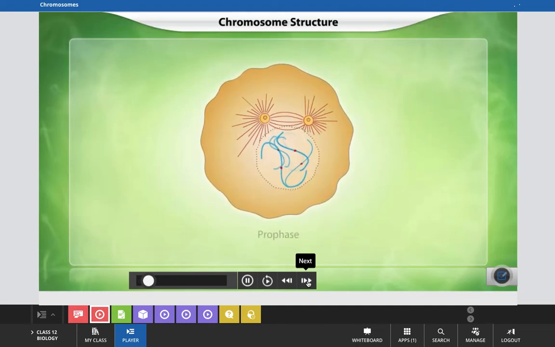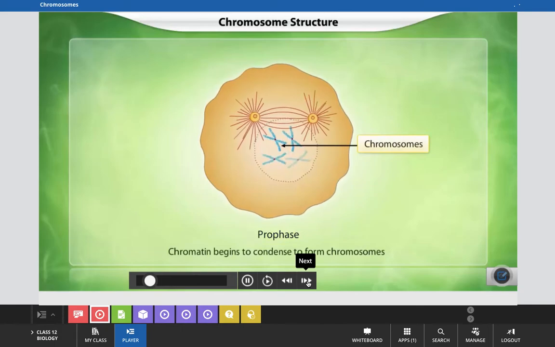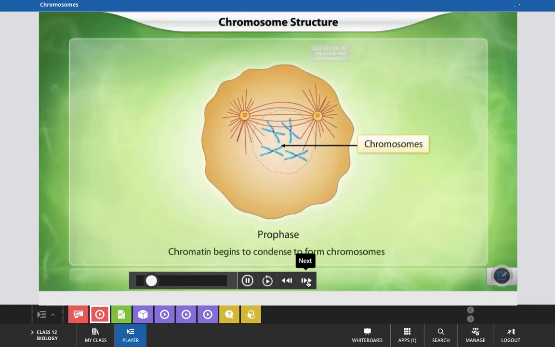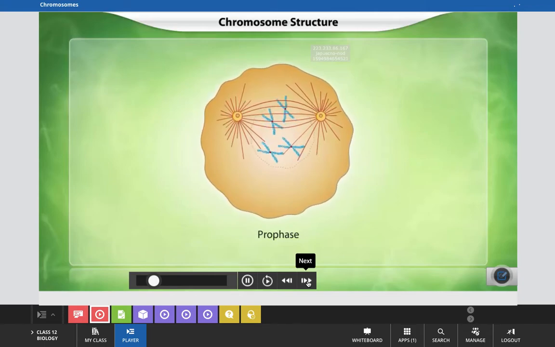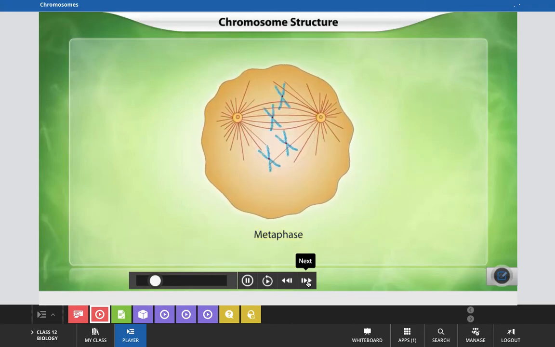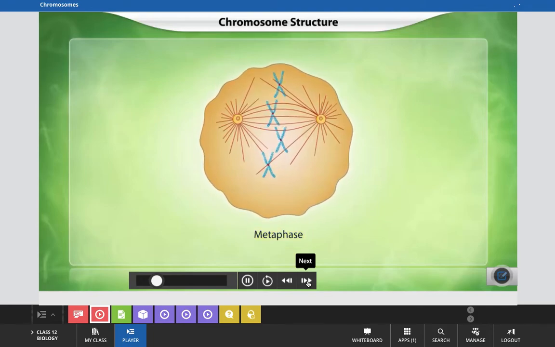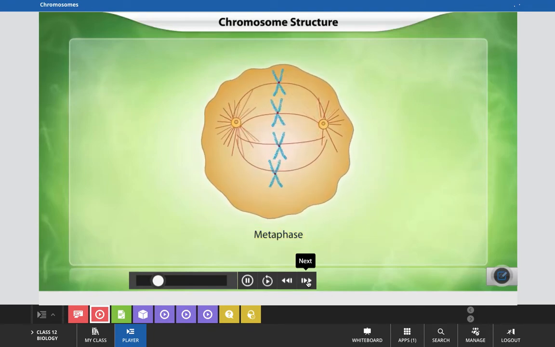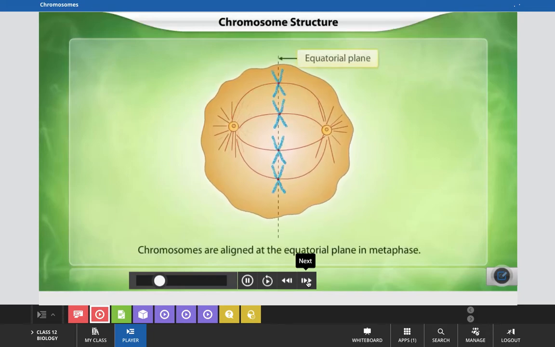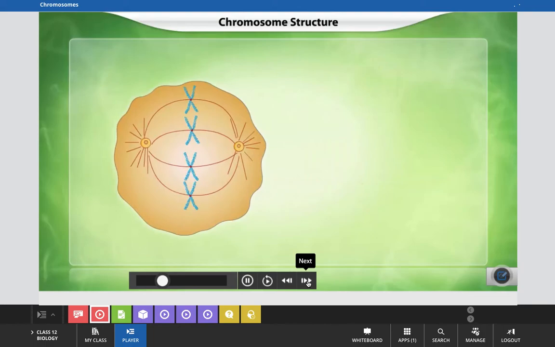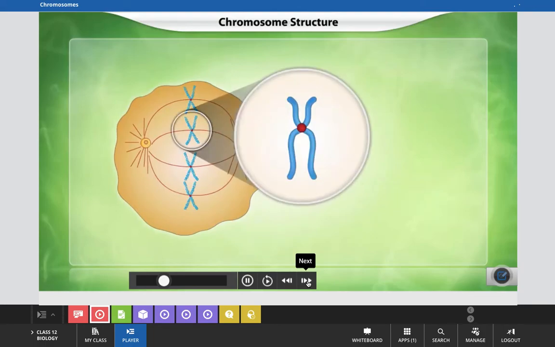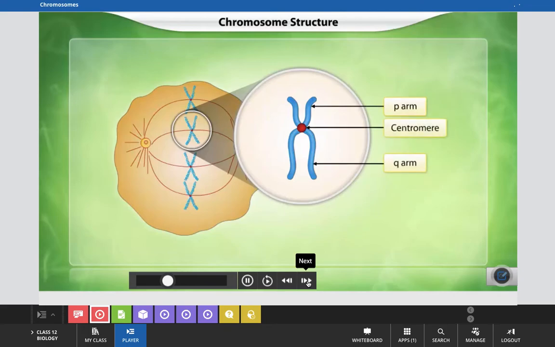As the cell enters prophase, the chromatin fibers begin to condense to form chromosomes. Chromosomes are most condensed during metaphase, which is why their structure is clearly visible then. The metaphase chromosomes are duplicated. Each duplicated chromosome has two arms, a P arm and a Q arm. The arms are joined at the centromere.